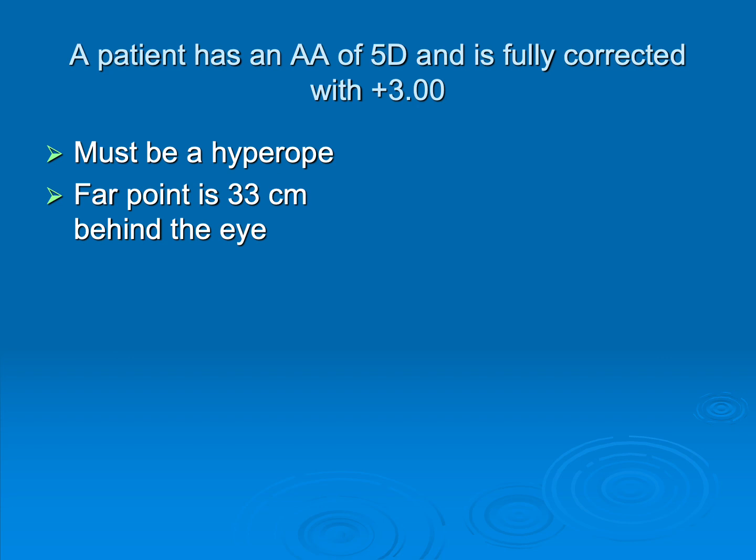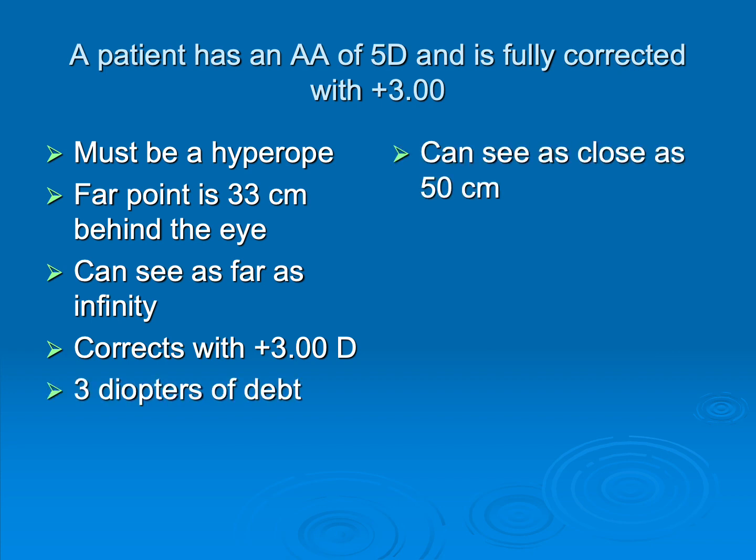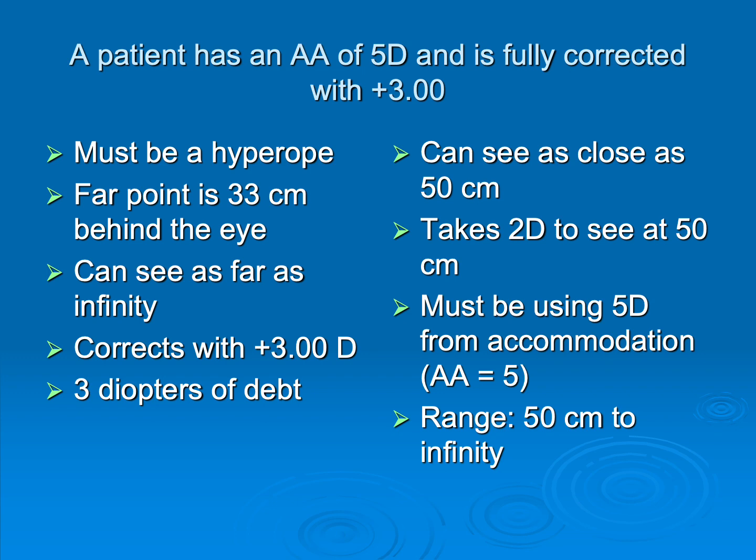So how far away can I see? Well, if I'm a 3 diopter hyperope and I've got more accommodative amplitude than my deficit, I can see as far away as infinity. How close can I see? Well, let's see. 3 of the 5 diopters were used to get me to see off at infinity, and then I've got 2 diopters left over. That would be 50 centimeters up close. So that would be as close as I could see. So my range would be infinity to 50 centimeters. Hopefully that makes sense.